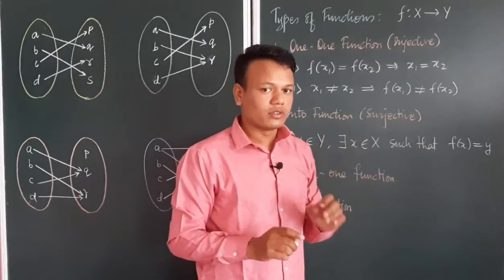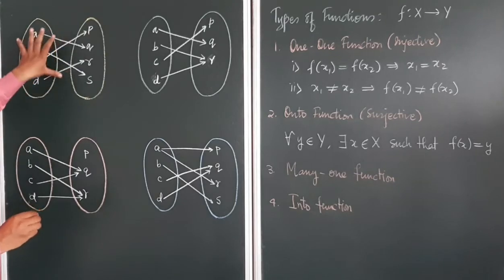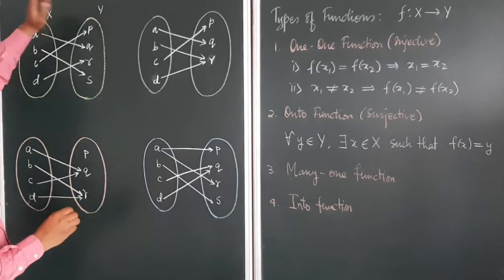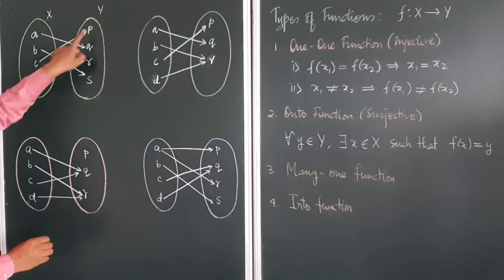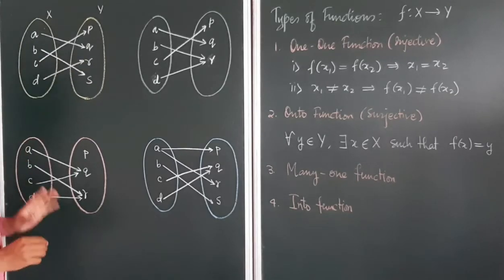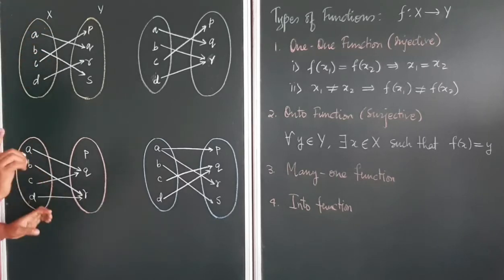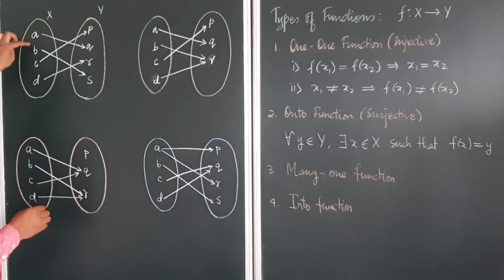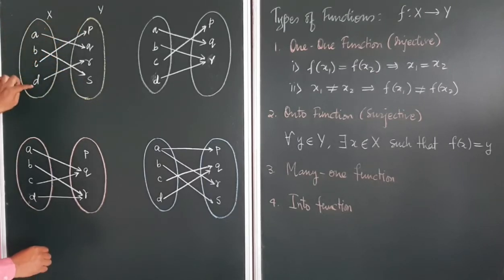What is the meaning of this? Let's try to understand using the diagram here. In this first arrow diagram, this is my set x, this is my set y, and the function is from x to y. We see that a is mapped with q, b is mapped with s, c is mapped with p, d is mapped with r. Let's see whether this is a function or not. In the first set every element is mapped, so one condition of a function is satisfied. The second condition says every element will get mapped only once. a is mapped once, b once, c once, d also once.